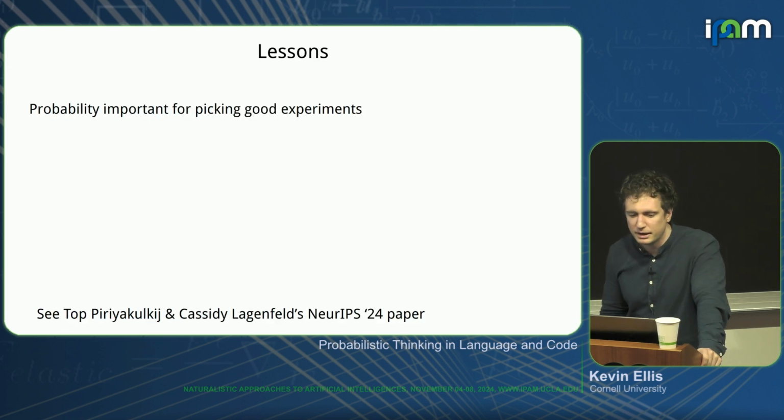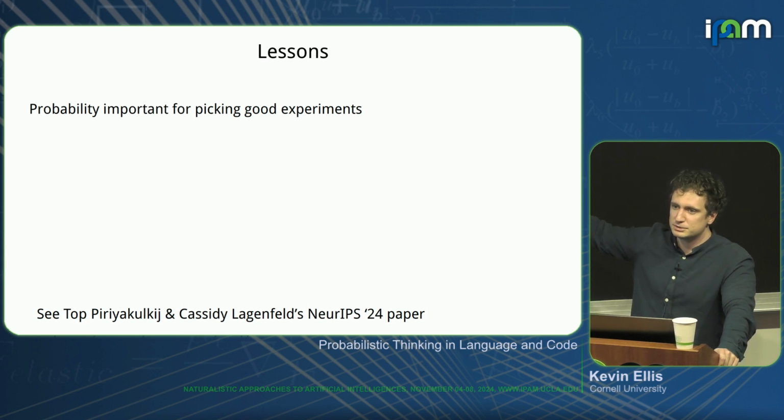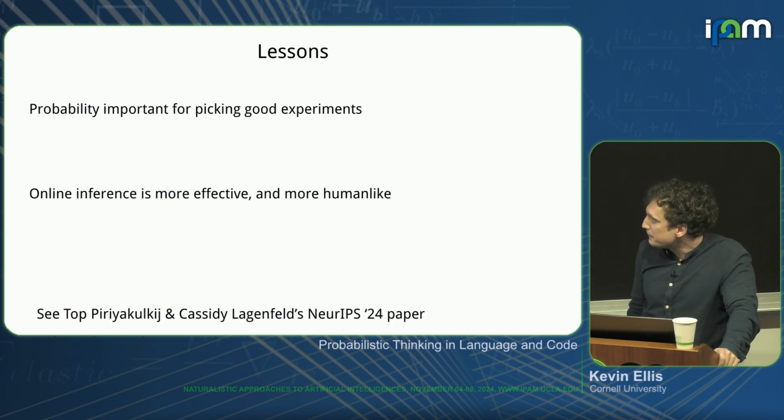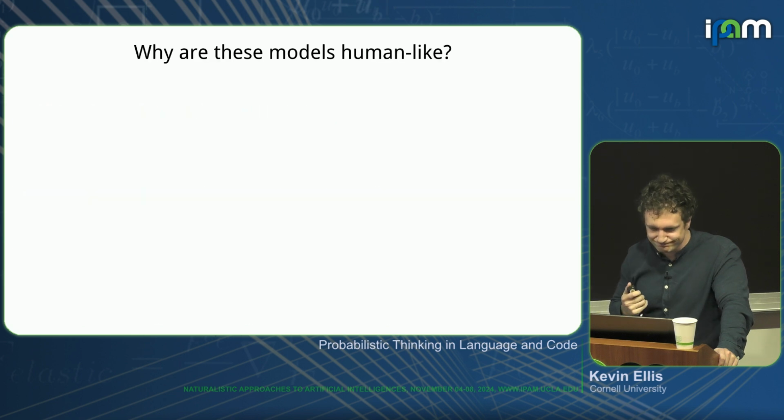So a couple lessons here. One is, I really want to advocate probability for thinking about these sorts of tasks if we want to be human-like. It's really, I think, essential for picking good experiments. And doing online inference was both more effective and more human-like. And we're going to take this insight with us into the second part.